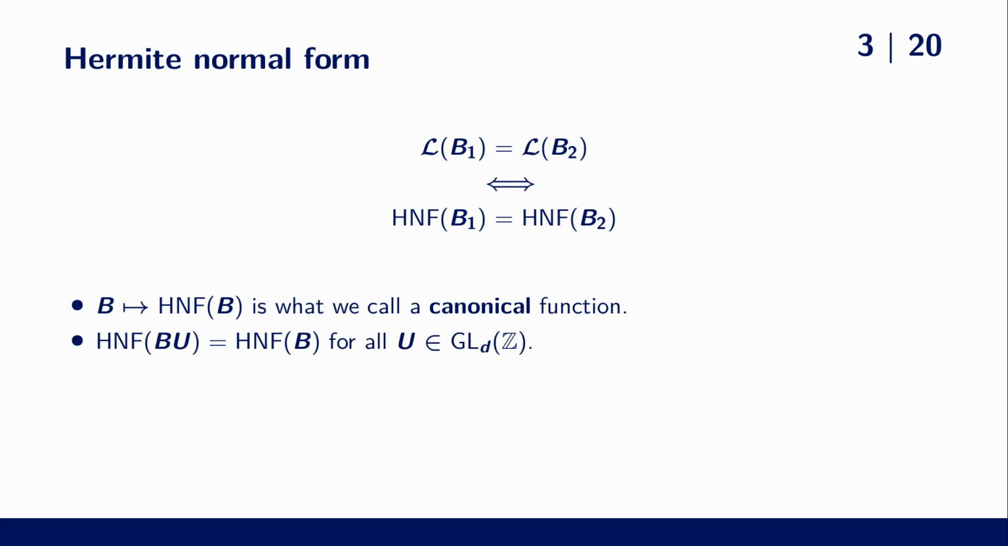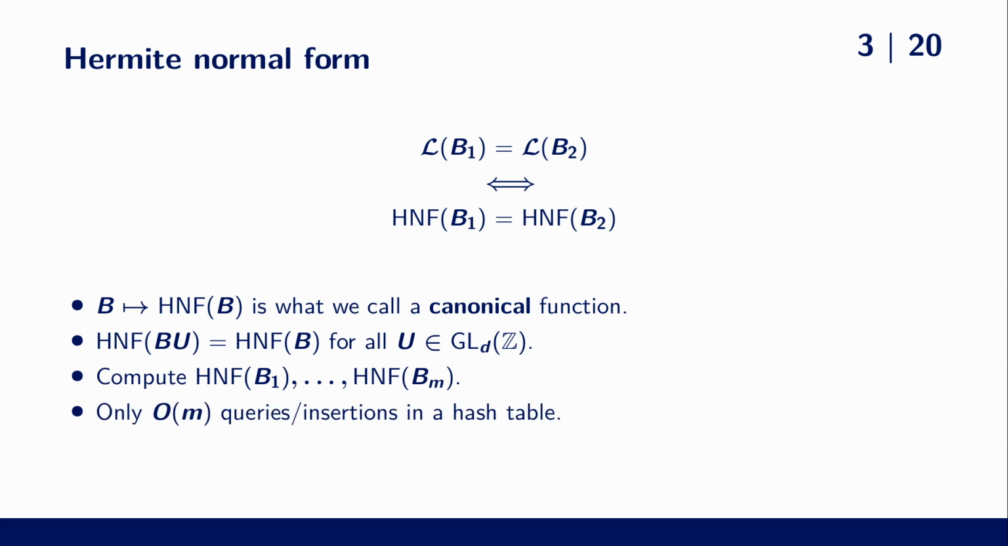Another way to state this is to say that the output of the Hermite normal form is independent of any unimodular transformation on the input. So to solve our problem, we just compute the Hermite normal form of all these m forms, which is at least linear in m. And then we only have to check for equality. And this can easily be done by using a hash table or maybe sorting in at most O(m) or O(m log m) steps, which is a great improvement on the m squared.